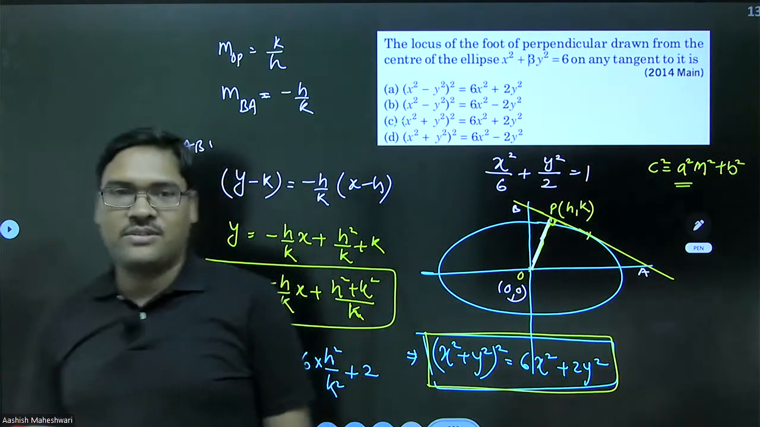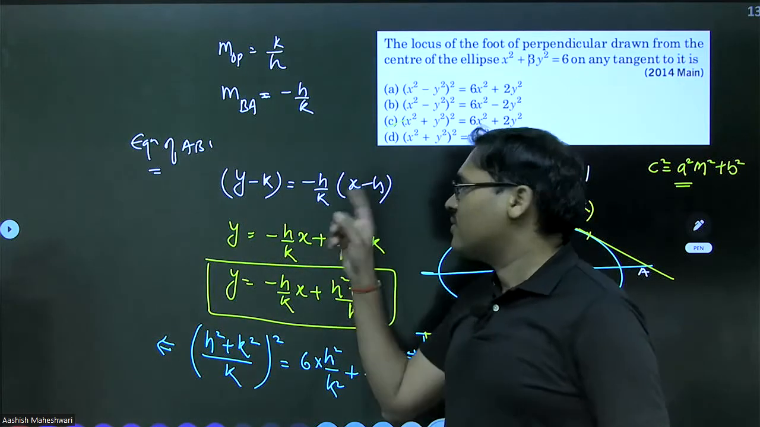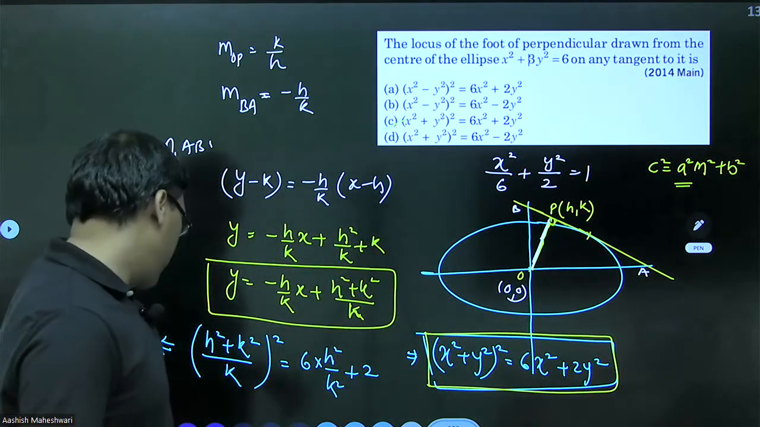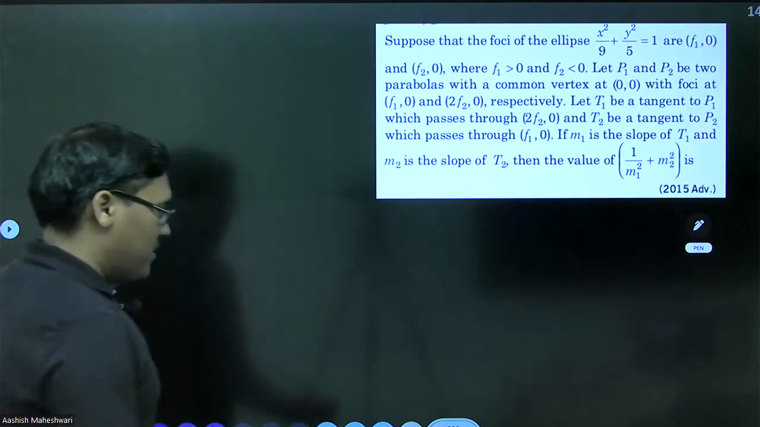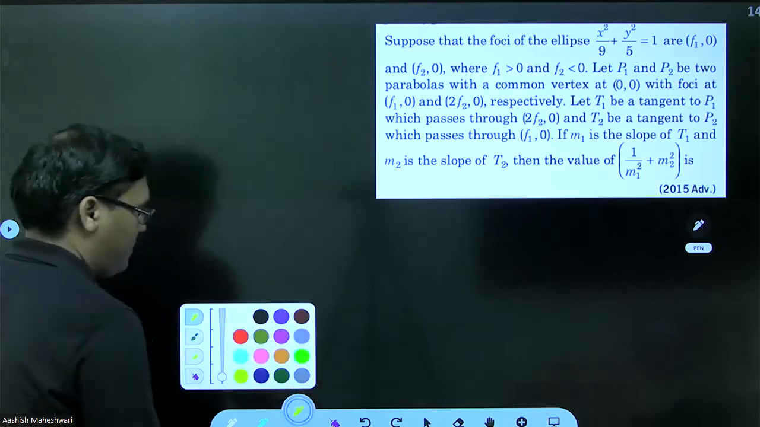Hello everyone. So this is the last part. Now we are going to discuss the last part of the ellipse here. So this was the last question which we discussed in the previous video, right? So now let's move to the next question. So again, a JEE Advanced question, which is a combination of parabola and ellipse, right?